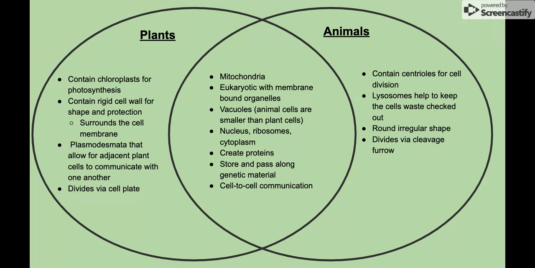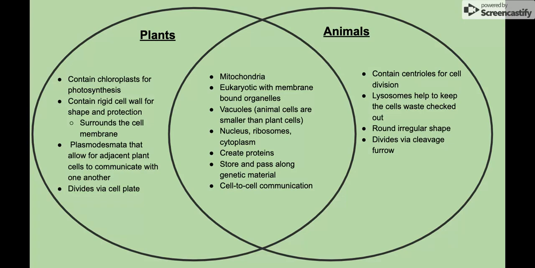For animal cells, things that make it different: it contains centrioles, which are very important in cell division. It's the anchor for the spindle fibers to allow cell division and mitosis to occur. Lysosomes keep the cell's waste in check, so that nothing toxic is left in the cell. Animal cells also have a round, regular shape, and they divide by creating a cleavage furrow. It pinches off, and that's what creates the division of animal cells.